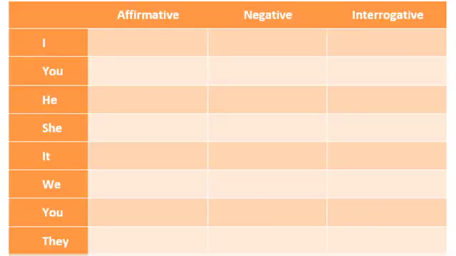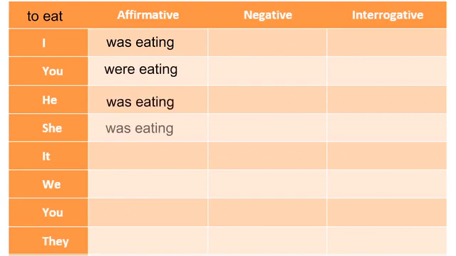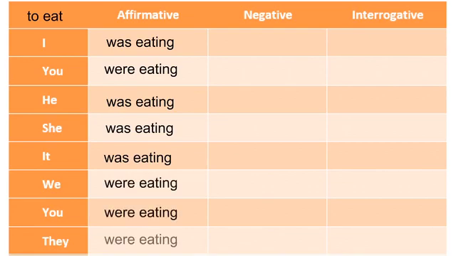In this chart, we have the conjugation of the verb to eat. So we say, I was eating, you were eating, he, she, it was eating, we, you, and they were eating.